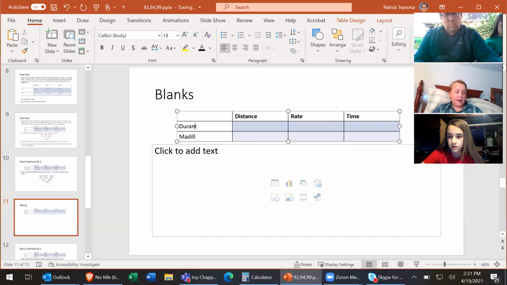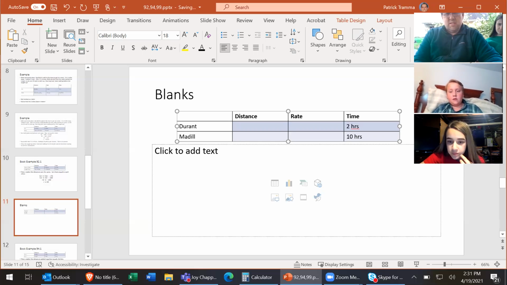So Durant's rate was 16 miles an hour. Oh wait, no, never mind. So Durant's time was 2 hours, and the other dude's was 10 hours. We have to figure out all the other stuff from there, because we don't know how far they walked or drove, or the distance.